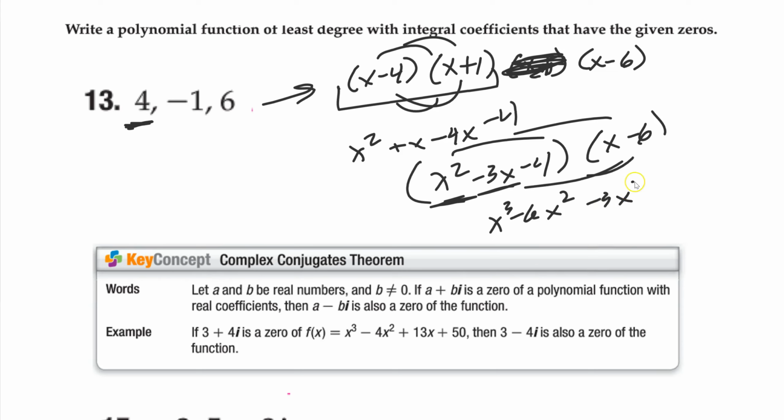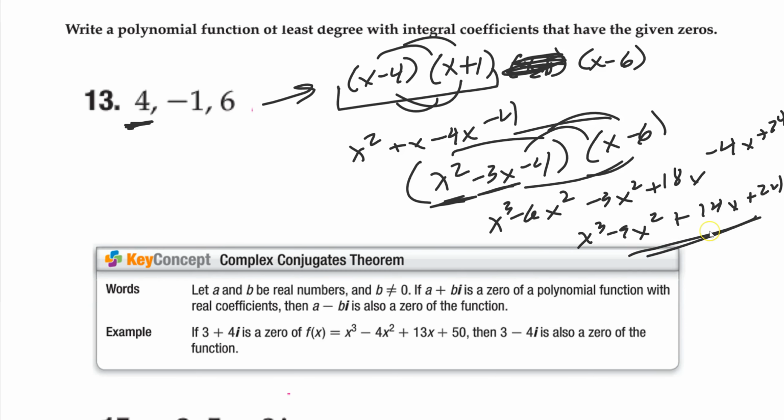Multiply negative 3x by both of them. Minus 3x squared plus 18x, and multiply negative 4 by everything. Negative 4x plus 24. Add up like terms, you get x cubed minus 9x squared plus 14x plus 24. So that's it written backwards, right? If you want to go backwards, just put them in their forms and then multiply it out. Or we do it pairwise.